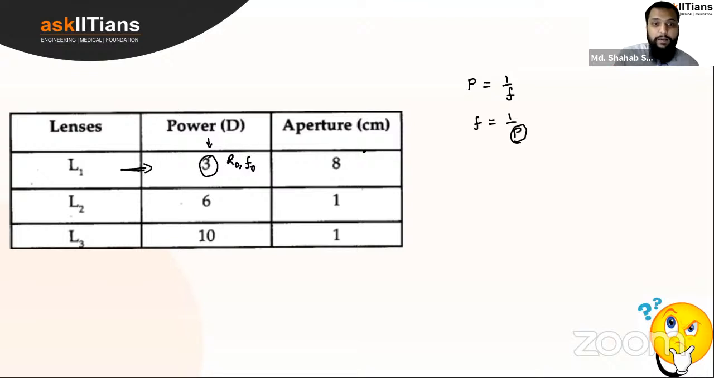Now aperture is 8 centimeter also. So from here you can understand focal length is more and aperture is also more. So the L1 we should use as objective. Quite clear, right?